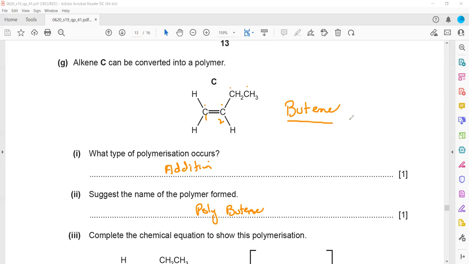So first we identify the name of the monomer. The small molecule is called a monomer. And from the monomer, we identify the polymer. Just add the word poly, so it is polybutene.